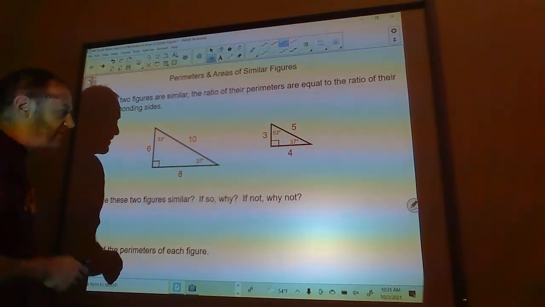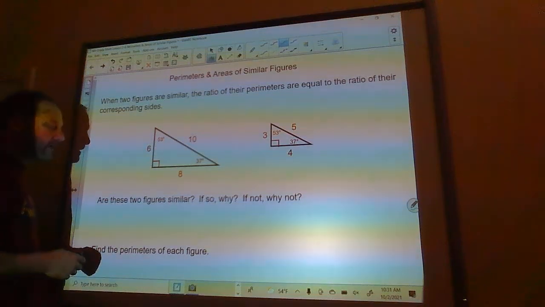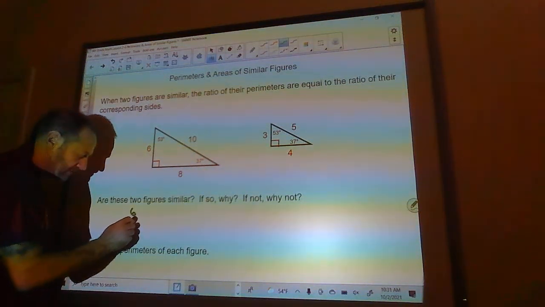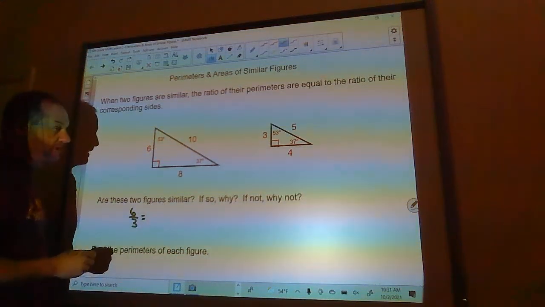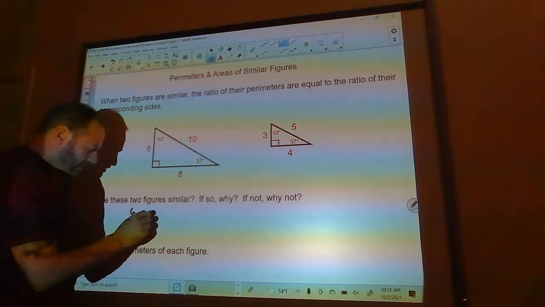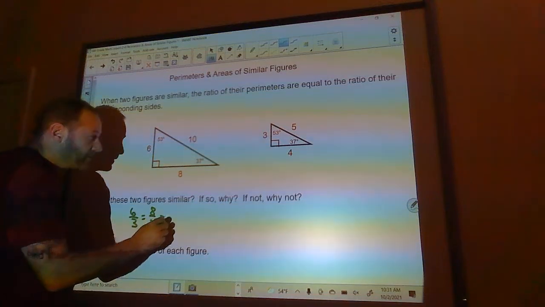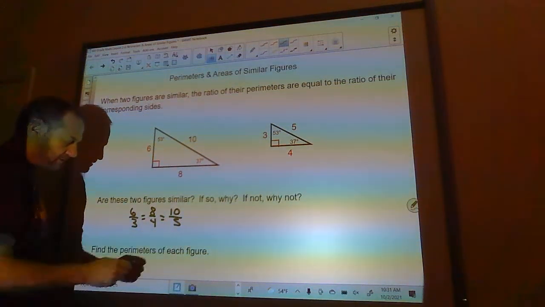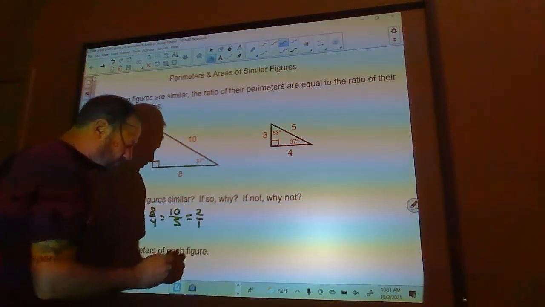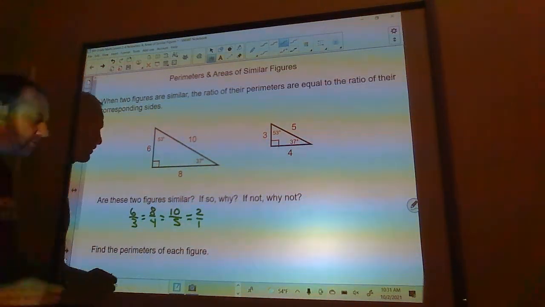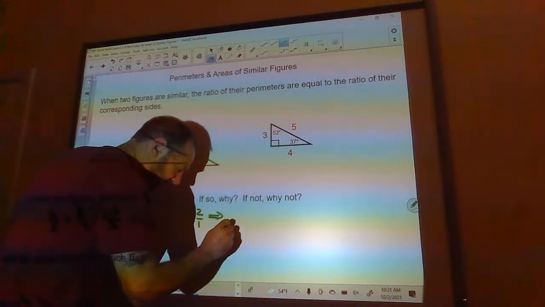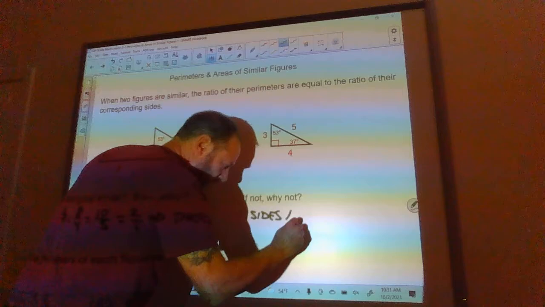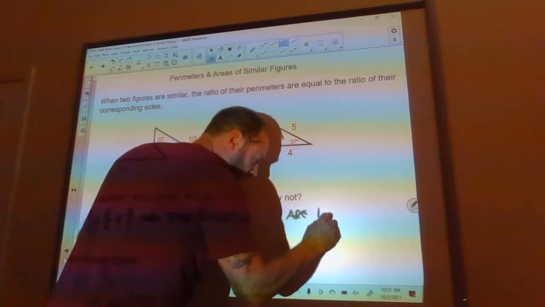Now, the next thing is, are the sides proportional? Okay, this is where most people make their mistakes. So we compare 6 over 3 to 8 over 4 to 10 over 5. Are all those things equal? And they all reduce to 2 over 1. So yes, the sides are proportional. This implies the sides are proportional.